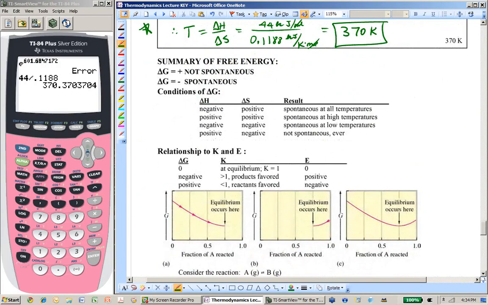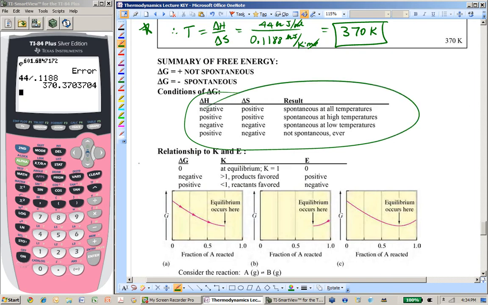All right, so a little bit of summation here at the end. Summary of the free energy business. We have already pretty much ingrained into you that delta G, when it's positive, means it's a non-spontaneous reaction. When delta G is negative, it's a spontaneous reaction. So these are all the conditions. If you want to memorize them, feel free.